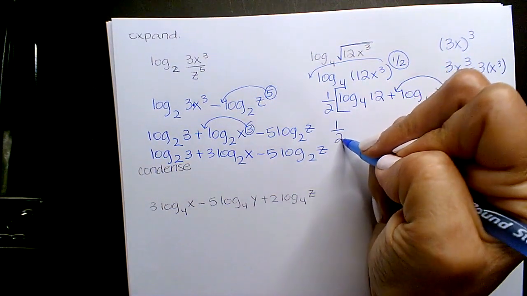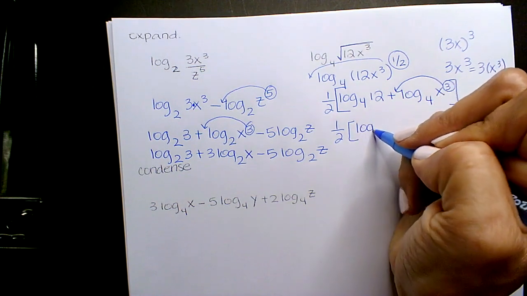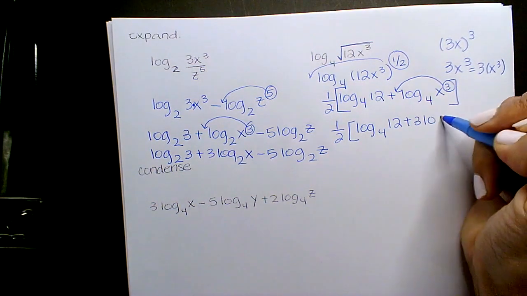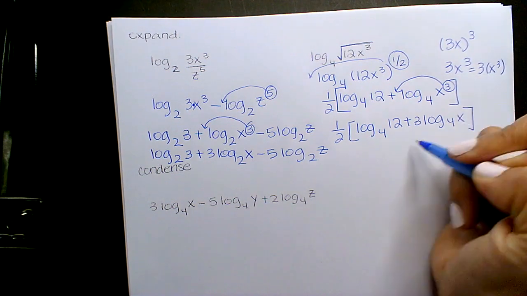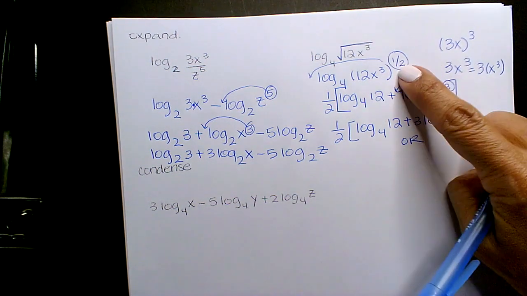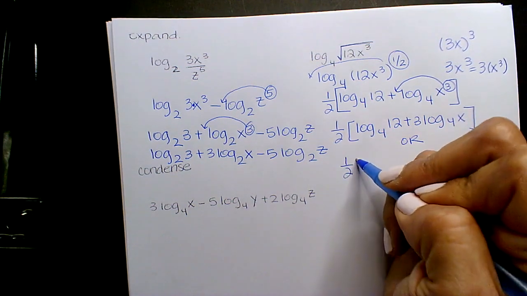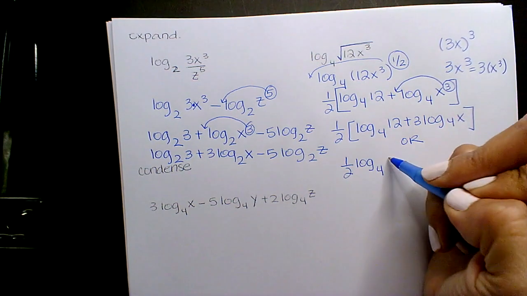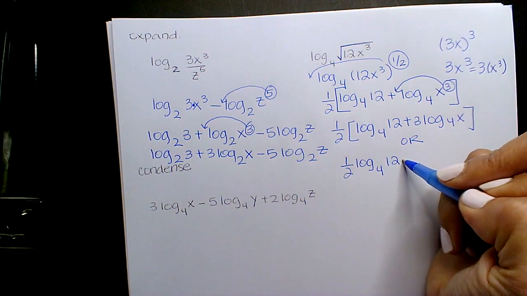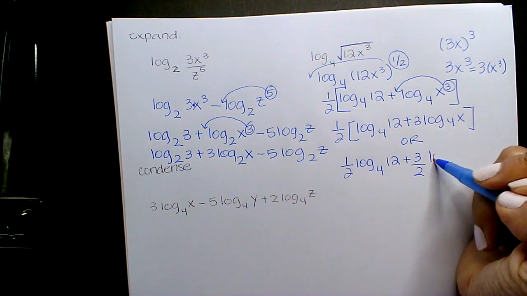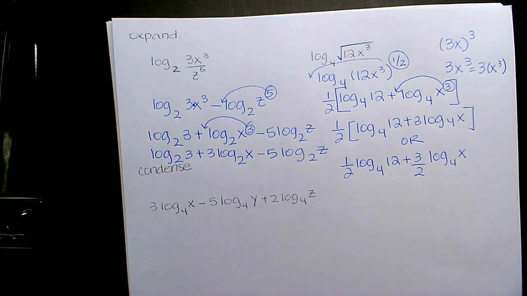So you could have written this, and then I'll write it the other way because some of you did have that. Okay, so this was acceptable. Or if you want to distribute the 1/2 to each, it would be 1/2 log base 4 of 12 plus, and then you would take the 1/2, 3/2 log base 4 of x. So whether you bracket it or not, it was one or the other.